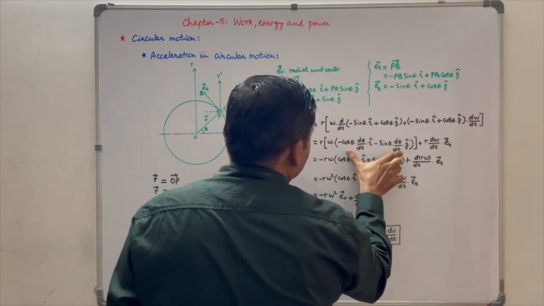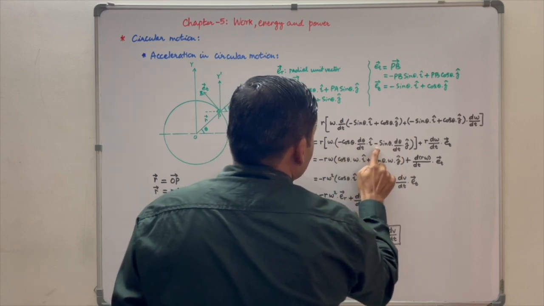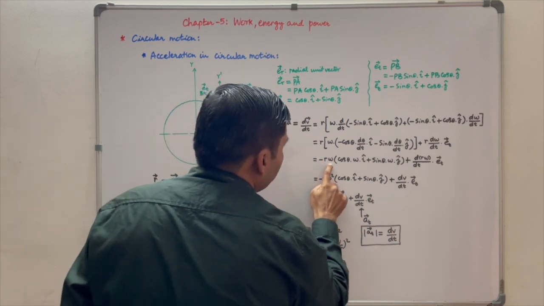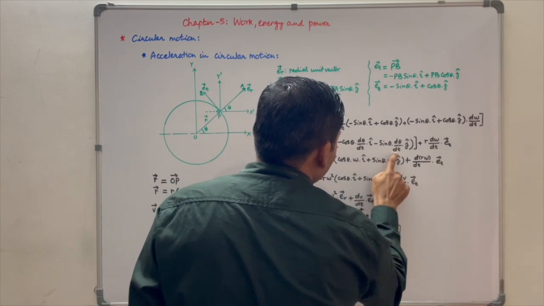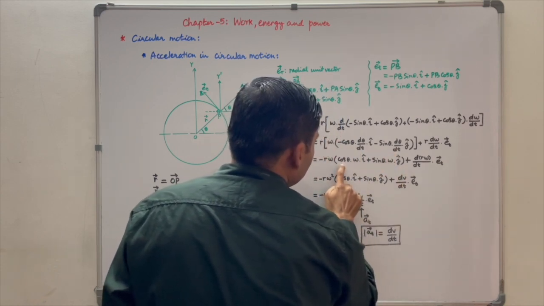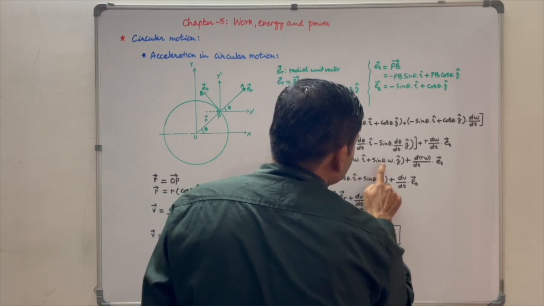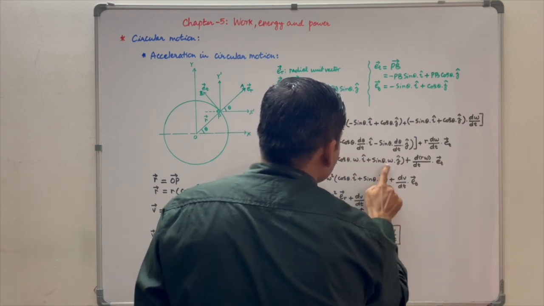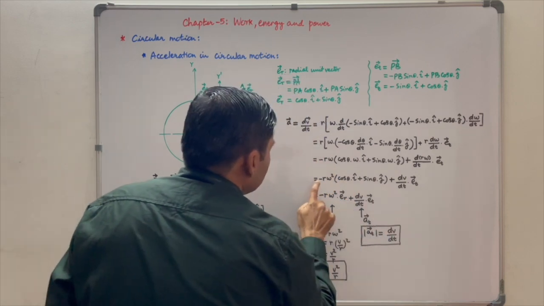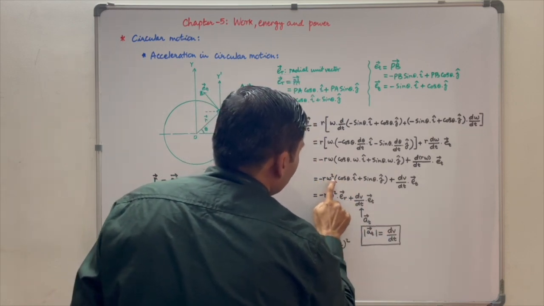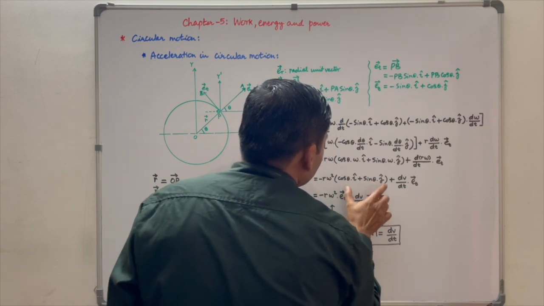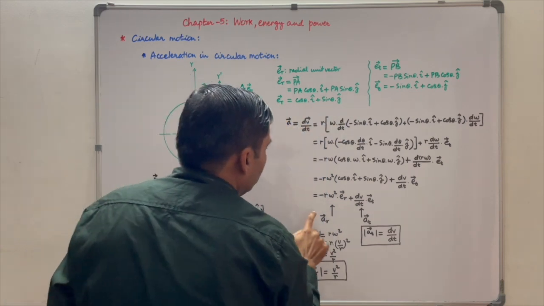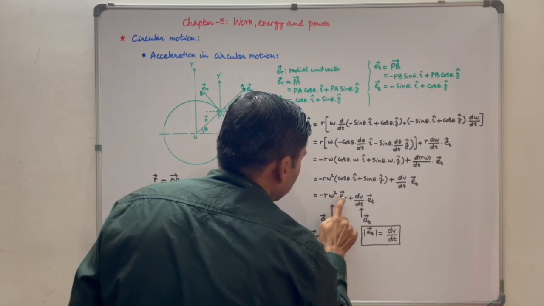We will simplify the first term now. Since both the terms are negative, the negative sign can be taken out. So the first term will be −rω into, in place of dθ/dt, we can write ω. So inside the bracket will be cosθ into ω i + sinθ into ω j. ω can be taken common in both the terms, so it can be taken out. So the first term will be −rω² into (cosθ i + sinθ j). In place of cosθ i + sinθ j, we can write vector Er. So the first term will be −rω² into vector Er.